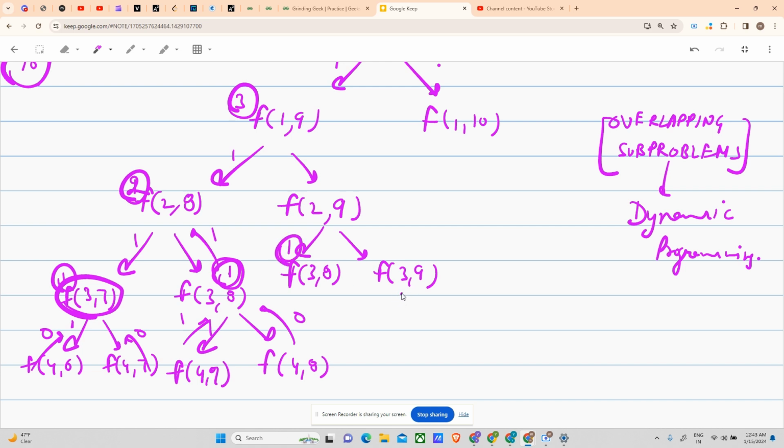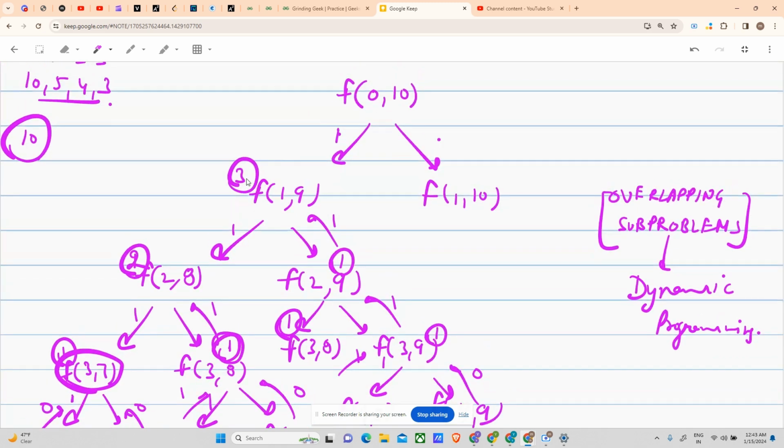Now 3 comma 9, two cases again, f of 4 comma 8 or f of 4 comma 9. It will return 0. It is 1, so it will return 1. Again 1 maximum, returning 1 here. It is returning 1, it is returning 1, so it will also return 1. Now it will have to choose from 3 and 1, so it will choose 3 and return 4 here. Now 1 comma 10 I have to process.